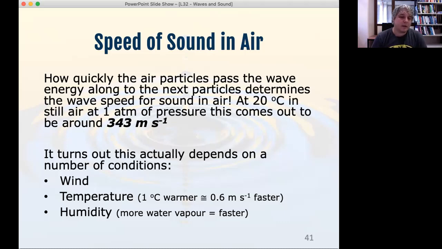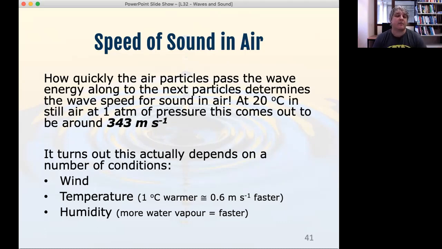So that would be a bit slower. As we said, temperature is the average speed of the particles. It's the translational kinetic energy. If the particles have a bit more energy, then they can move over and collide with the next one a little bit quicker than if it was colder. And so the hotter the gas that's transporting the sound, the quicker that sound will travel, because that collision will happen a little bit quicker, which means that energy gets passed along a little bit quicker and the sound wave moves a bit quicker.